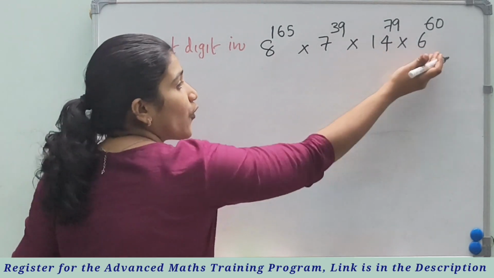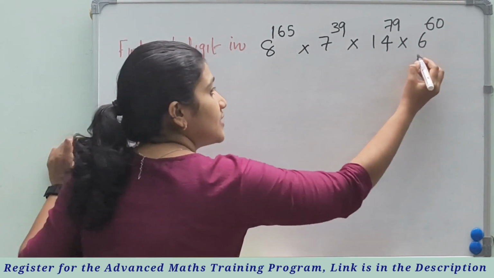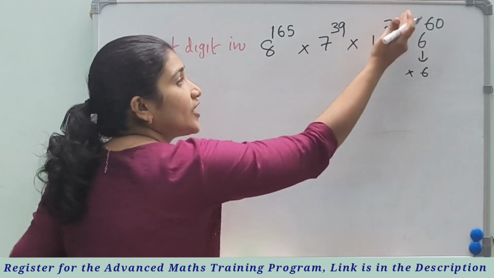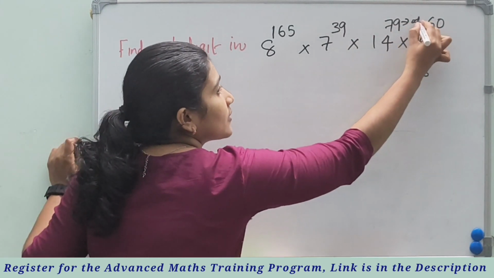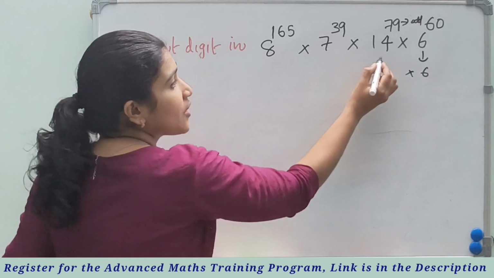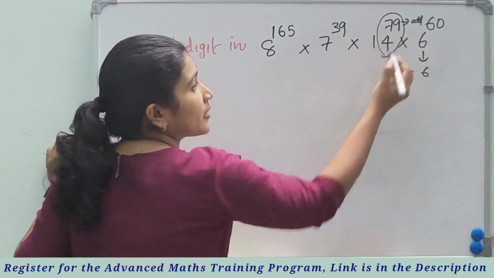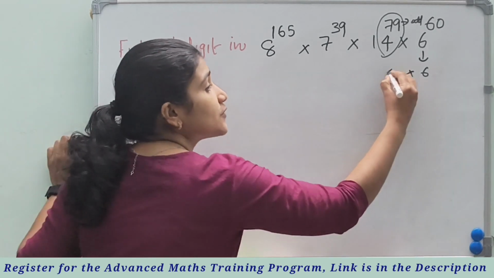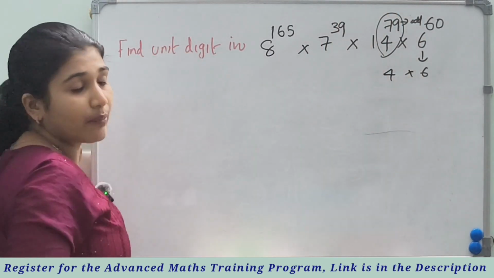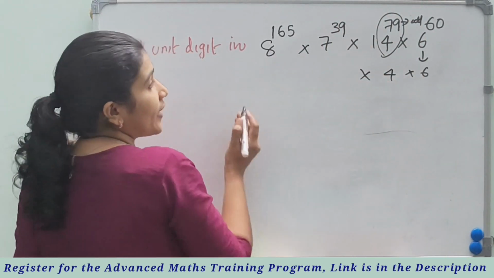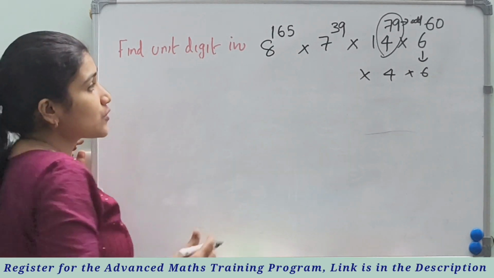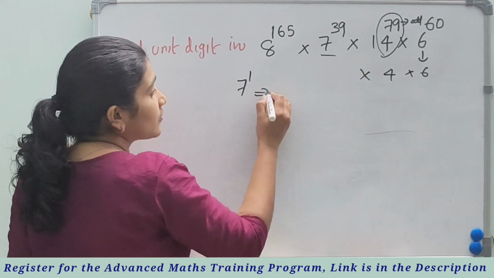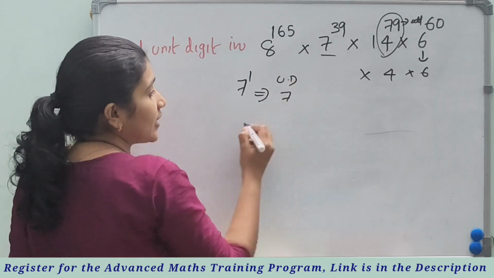Here, in the case of 4 and 6, we already know the answer. 6 raised to any number, 6 is the unit digit. And 14 raised to 79 means 4 raised to an odd number. 4 raised to 1 is 4, so the unit digit is 4 in 4 raised to an odd number. Now we have 8 and 7 remaining. First we look at 7. 7 raised to 1, unit digit is 7.